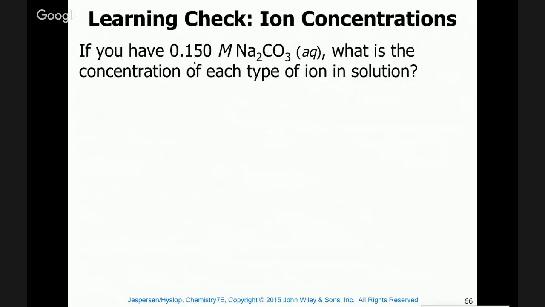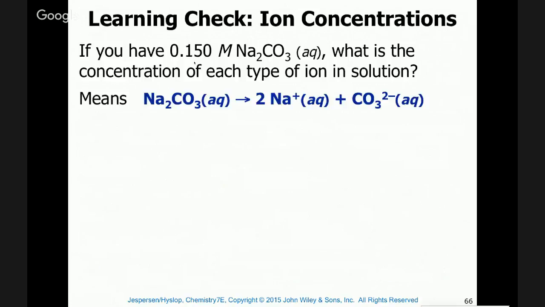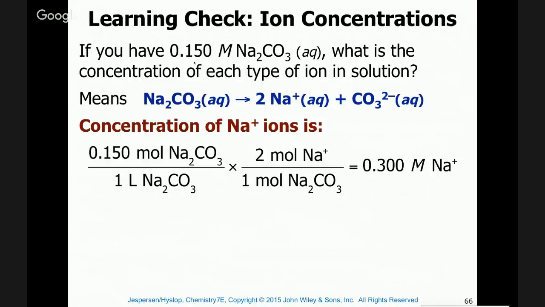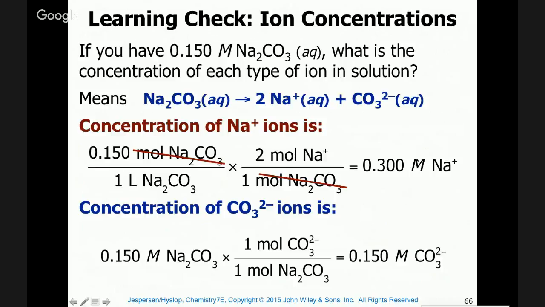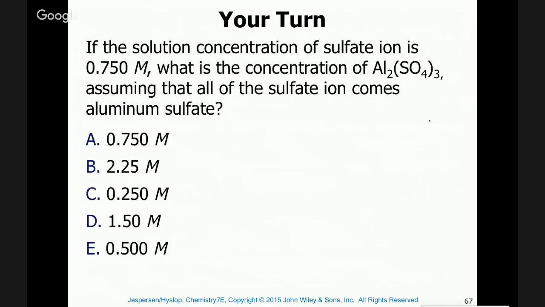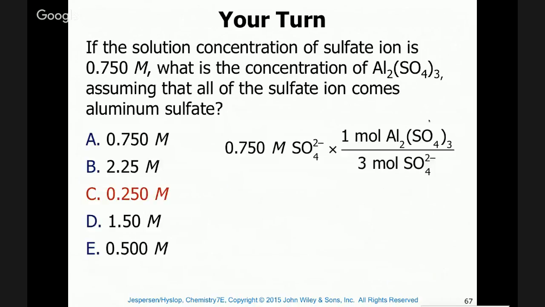So if you have 0.50 molar sodium carbonate, what is the concentration of each type of ion in solution? Okay. So if we have the molar value, we can figure out the concentration of sodium ions. Figure out the concentration of the carbonate ions. We know the ratio from the ionic equation. Okay, try this one out. There's the solution.